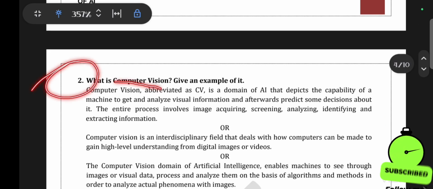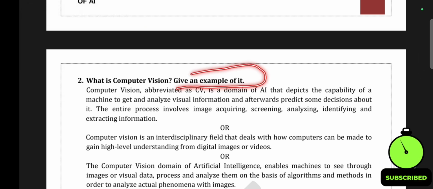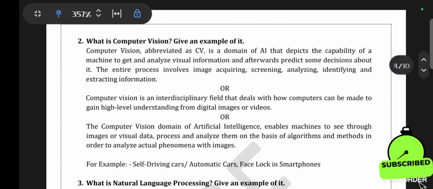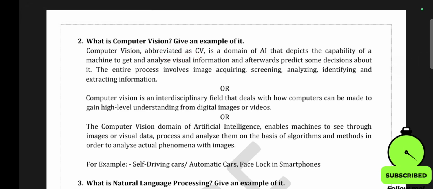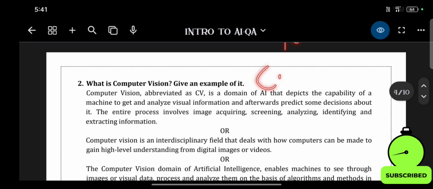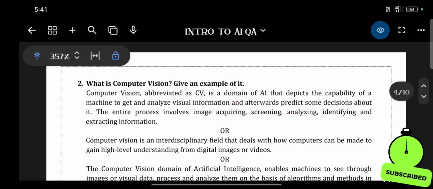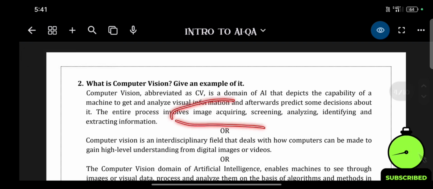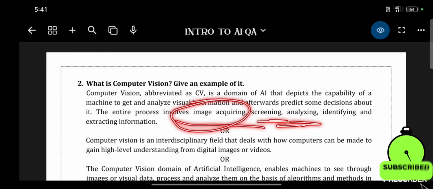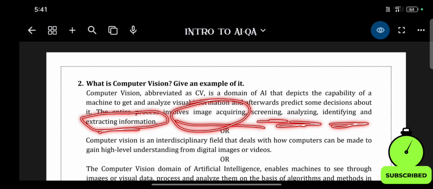Now next question, what is computer vision? Give example of it. Computer vision, abbreviated as CV. Computer vision, okay, CV is a domain of AI that depicts the capability of AI machine to get and analyze visual information and afterwards predict some decisions about it. The entire process involves image acquiring, screening, analyzing, identifying, and extracting information.